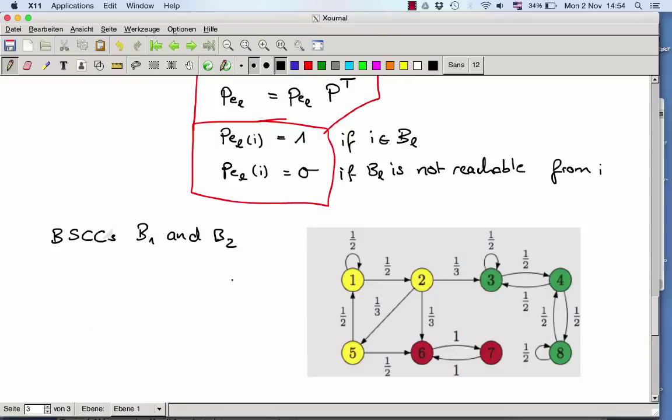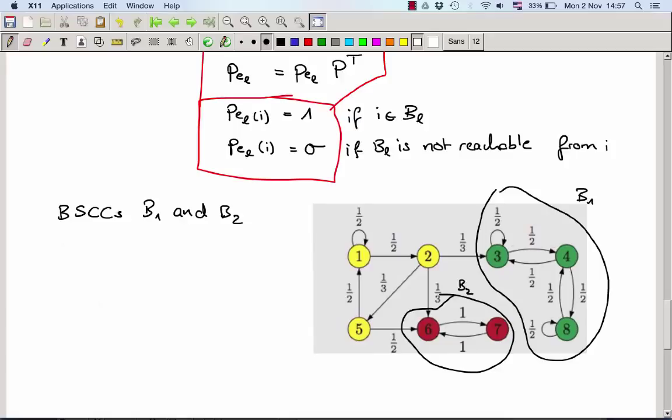So the first thing we can do is compute the equilibrium distribution of the 2 BSCCs considered in isolation. This BSCC here, the green one, is called B1, and the red one is called B2. So B1 has a transition probability matrix PB1, which has 3 states. The first state is number 3, and it has a self-loop with a half. The second state is 4, and you can go with a half from 3 to 4.